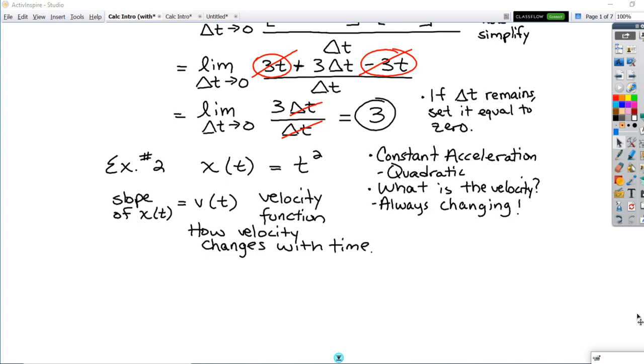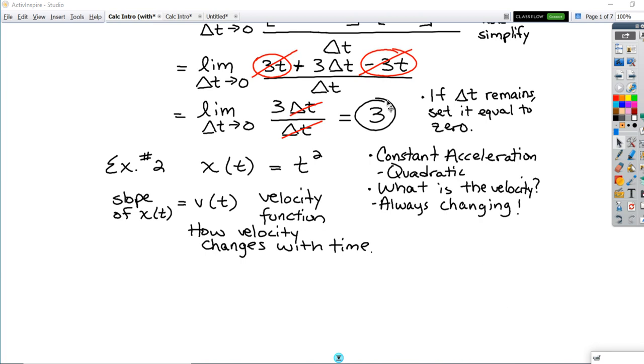The slope function is going to be the velocity function. It's going to tell us how the velocity is changing with respect to time. So by finding the limit of this function, we are essentially finding the slope of any tangent line depending on what time you choose, which will give us information about how the velocity is changing as a function of time.